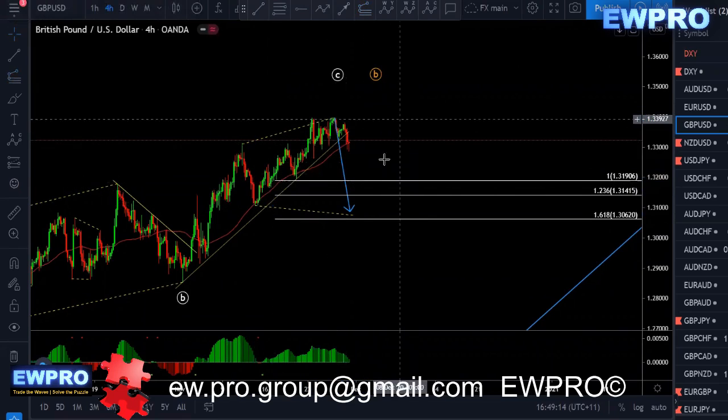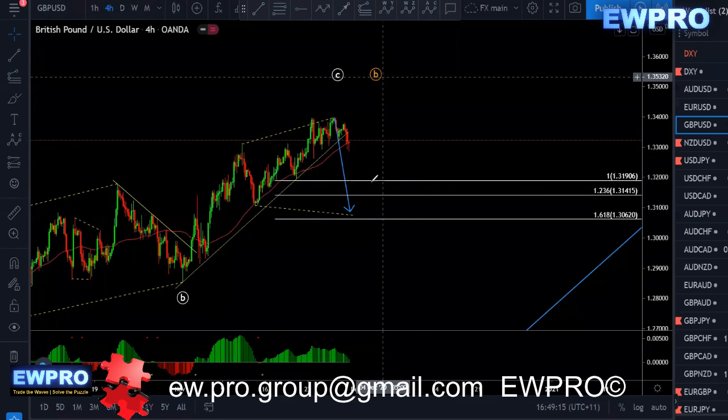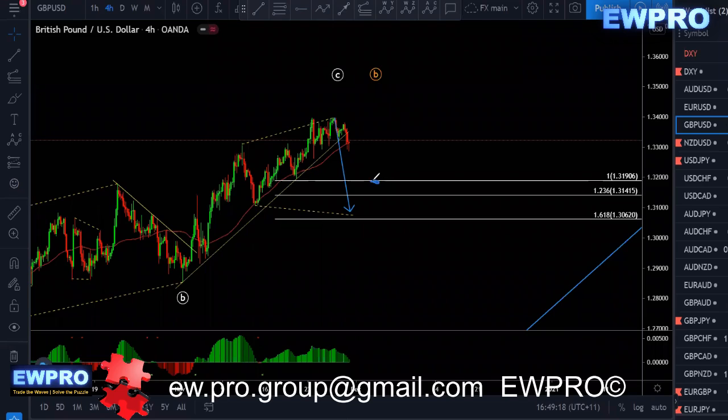So the first target, I'll be targeting this 100 fib. As soon as this 100 fib gets hit, you definitely want to be moving to break even. And if you're going to hold for that daily C down, you definitely want to be at break even and then just let it run, because like I said, there is this possible flat here.